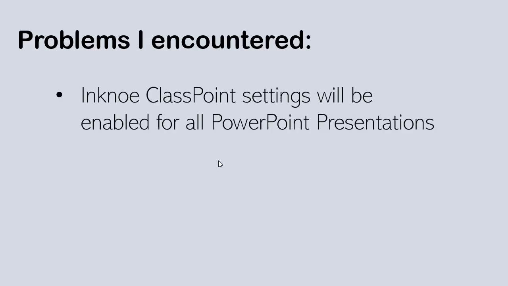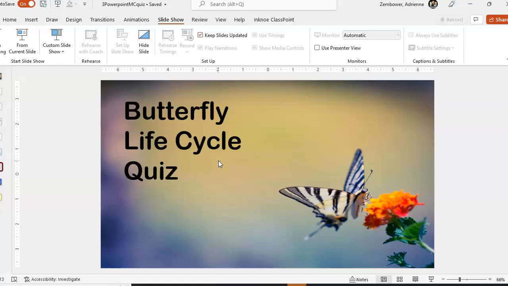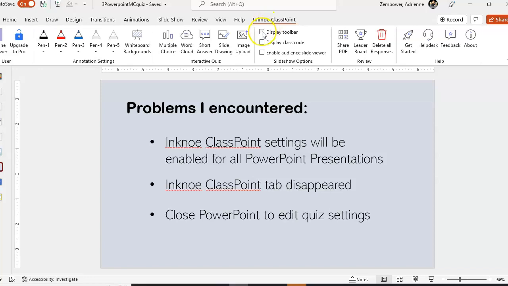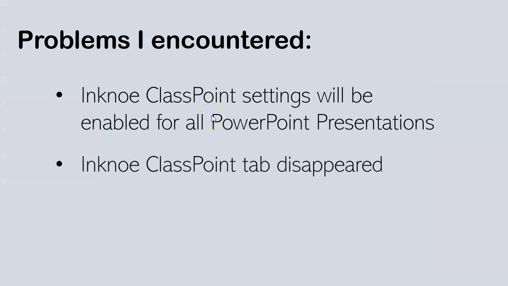There are a few problems I encountered when I was using ClassPoint for the first time. One, InkNote ClassPoint settings will be enabled for all PowerPoint presentations. And I don't want a class code in all of my PowerPoint presentations. So, to prevent that from happening, go up to your InkNote ClassPoint ribbon and unselect these boxes. Another problem I encountered is at one point the InkNote ClassPoint tab disappeared. All I had to do was restart my computer and it was there when it came back on.